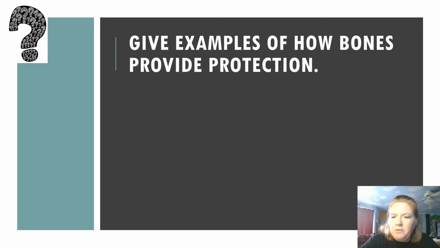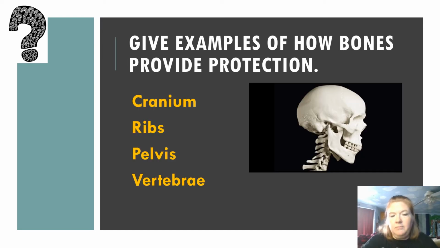So how do bones provide protection? So that's one of the functions, but how do our bones provide protection? Well, remember we have our cranium, our ribs, our pelvis, our vertebrae. They all provide protection of the organs and tissues they surround.